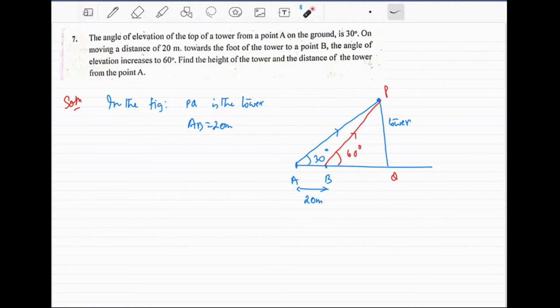Okay, now time to find out the height of the tower and distance of the tower from the point. That means PQ and distance of the point A from the tower, this distance right here. Okay, there are two triangles right here, as you can see, this one and this one. In both cases, you calculate tan theta. So take the first triangle, the smaller one.